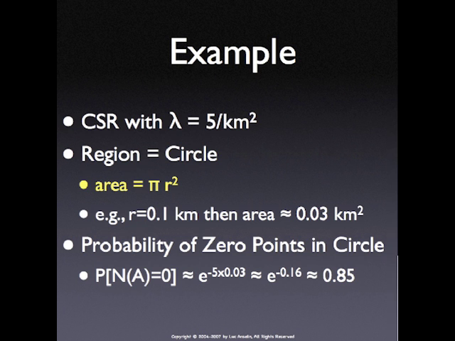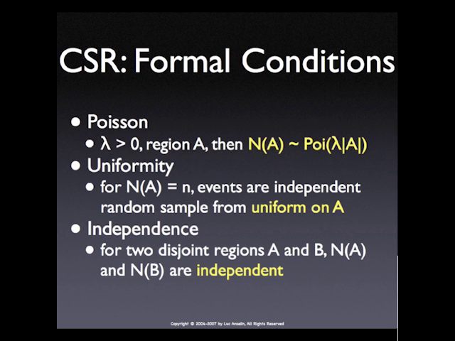Okay, more formally, the Poisson distribution, it worked. The formal conditions for a complete spatially random process is, first of all, it has to be distributed as Poisson. Very important, and this may be subtle, but it's very important. Lambda has to be strictly positive. What does that mean? You have to have the possibility of something happening everywhere.